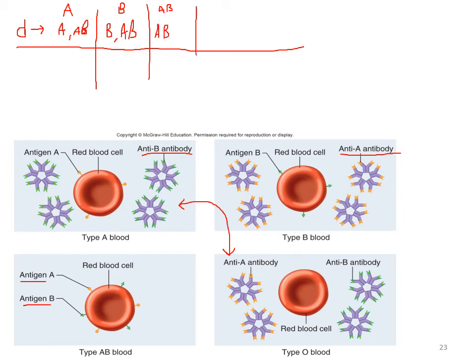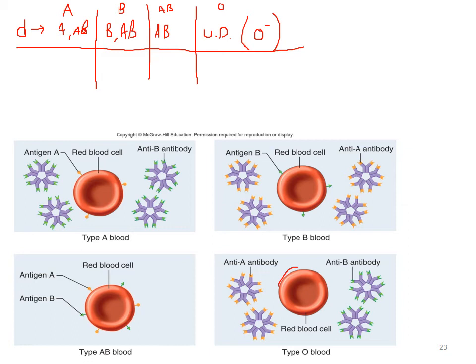If I go now to O, I look at the antigens on my cell, and since O has no antigens on the cell, I have no antibodies I am worried about, so O can give to anybody, and that's why it is called the universal donor. O can give to anybody. Now, if we want to be really specific, it is O negative that is the universal donor, because O negative can go into anybody's body.